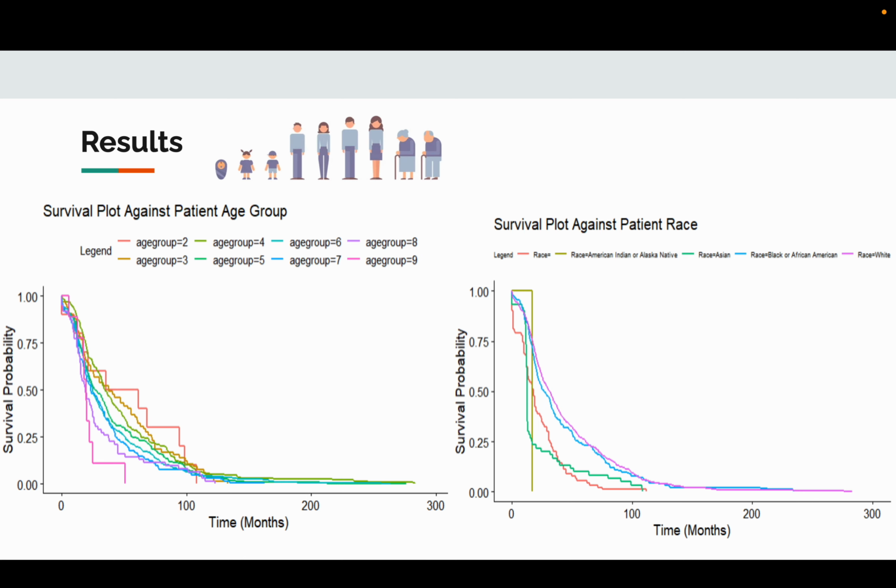As for racial trends, white Americans have the longest cancer survival length, which is also around the 280-month mark. That is followed closely by Black Americans, Asian, American Indian, and Alaska Natives. Although the steep drop in the Native American and the Alaska Native survival analysis indicates that the sample size is too low for conclusive results.